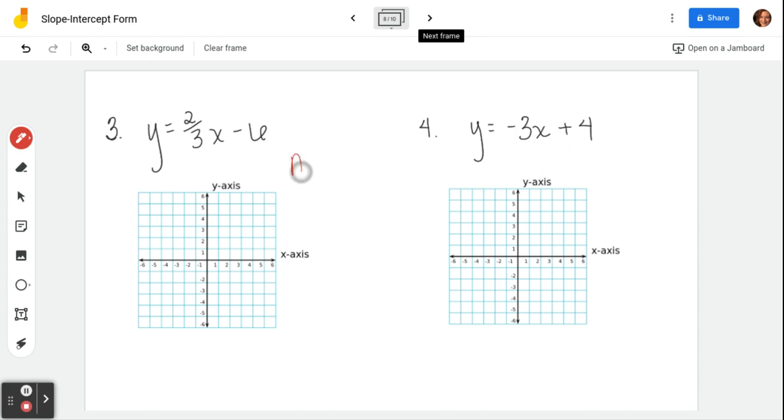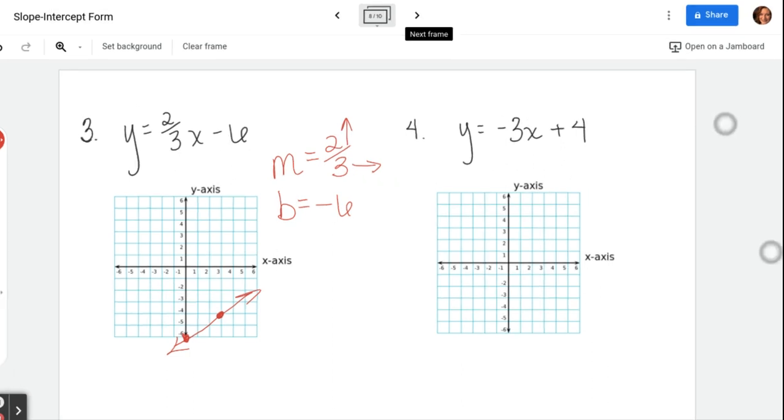Number 3, my slope on this one would be 2/3 because that's the coefficient of x. My y-intercept, it says -6, so -6. I'm going to go down 6 and put a point on the y-axis. 1, 2, 3, 4, 5, 6, right there on the bottom. My slope is a +2/3, so that's telling me up and right. So from that point I just made, I'm going to go up 2, right 1, 2, 3. Through them, past them, arrows on the ends.